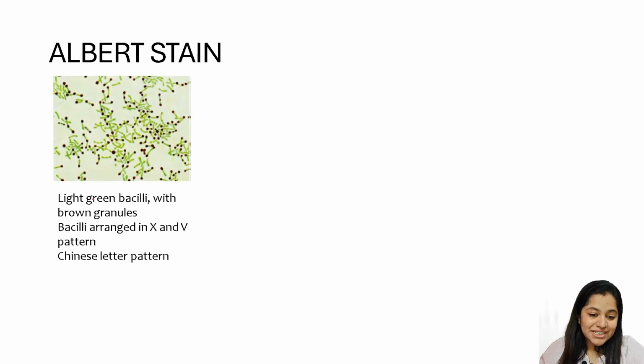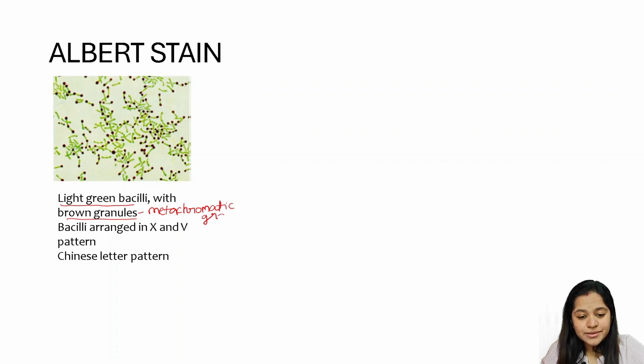Let's see some other staining methods now. We have your Albert stain. Now what is Albert stain doing? In Albert stain, you see light green bacilli with brown granules. What are these brown granules? These brown granules are your metachromatic granules.